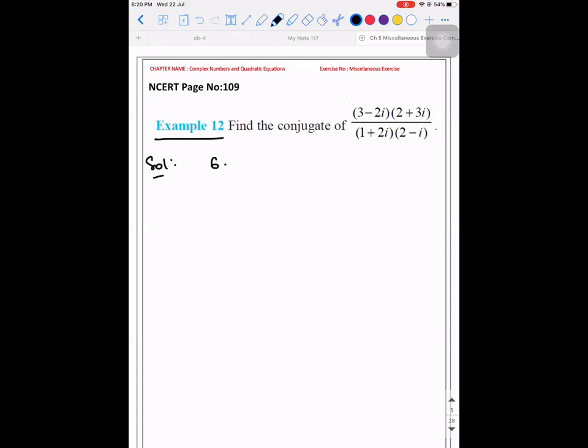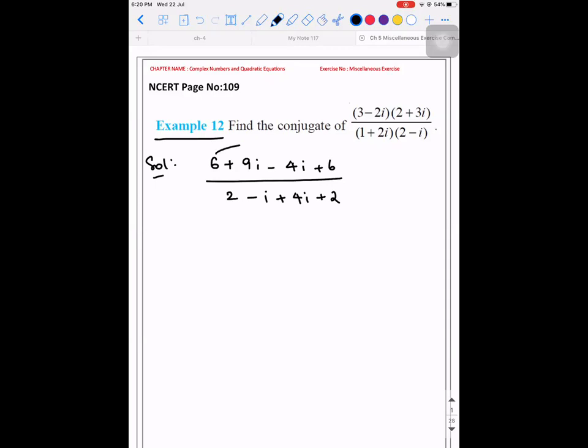3 into 2, 6, plus 3 into 3i, 9i, minus 4i, minus 2 into 3 is minus 6 into i square, that is plus 6. By now I hope that i square is minus 1, you have to change the sign and write it. I hope this has got registered in your minds. So 1 plus 1 into 2, 2, 2 minus i, plus 4i, minus 2i into i is 2 minus 2i square. Minus 2i square is plus 2.